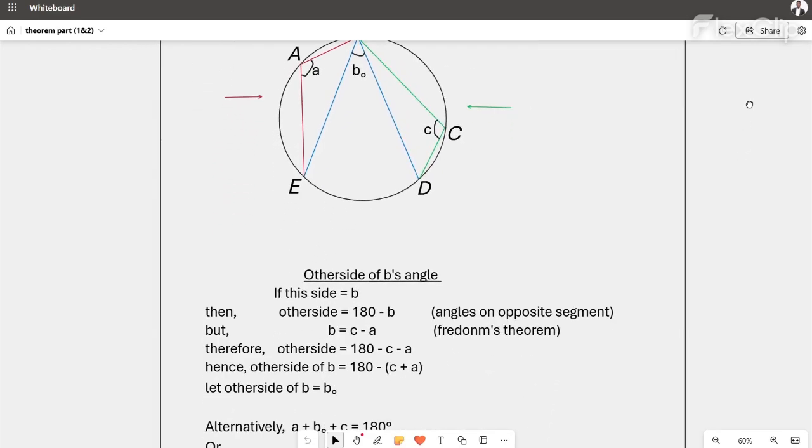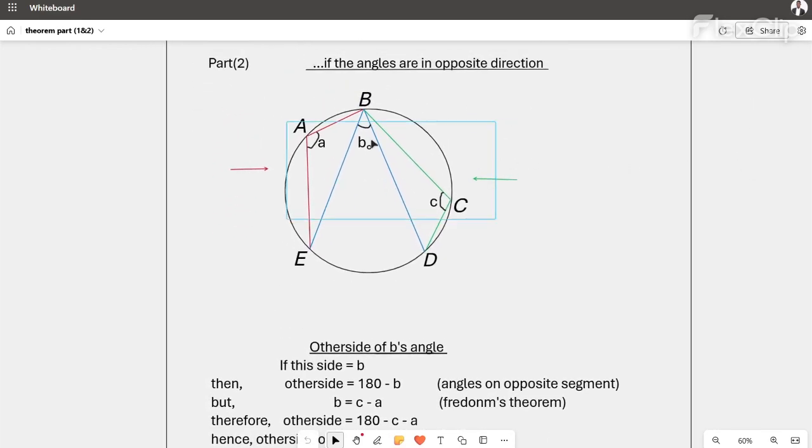So then, your question now will be, this other side of B, where is it referring to, which we call B naught?